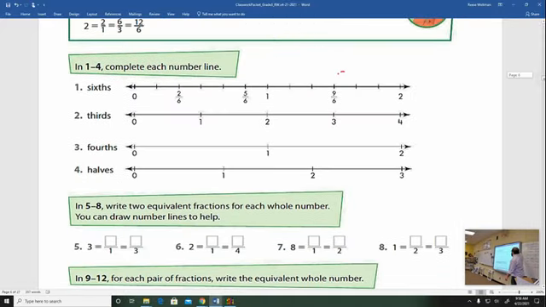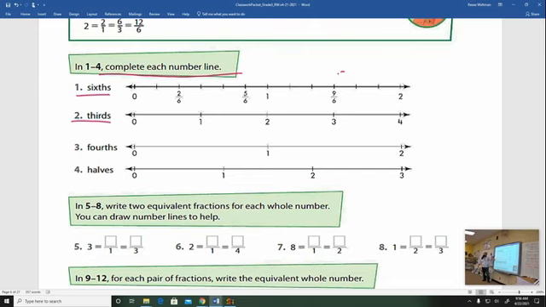This is where I noticed a lot of you were not paying attention to what it asked you to do. It said, complete each number line. Sixths means that each whole is divided into 6. Thirds means that each whole is divided into how many? Exactly. 3. These should be divided into thirds. Each whole. How many wholes do I have here, guys, on this line? So there's 4. That's exactly right. How many wholes do I have here in this line?